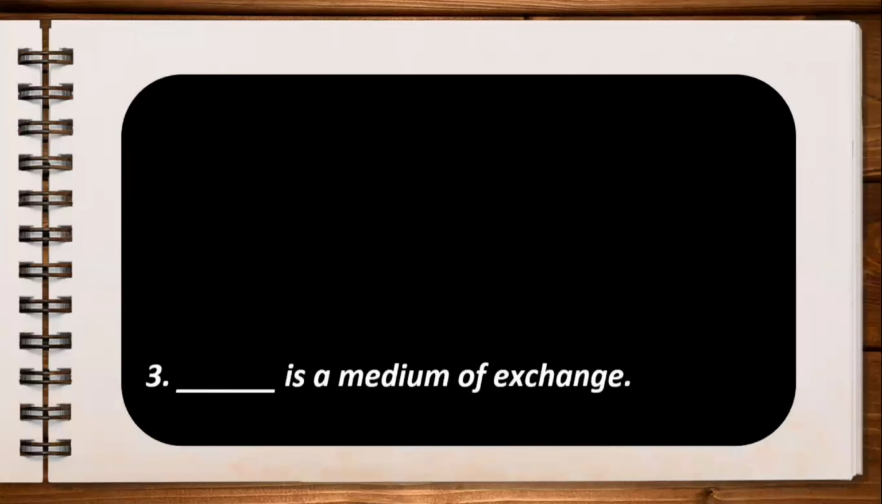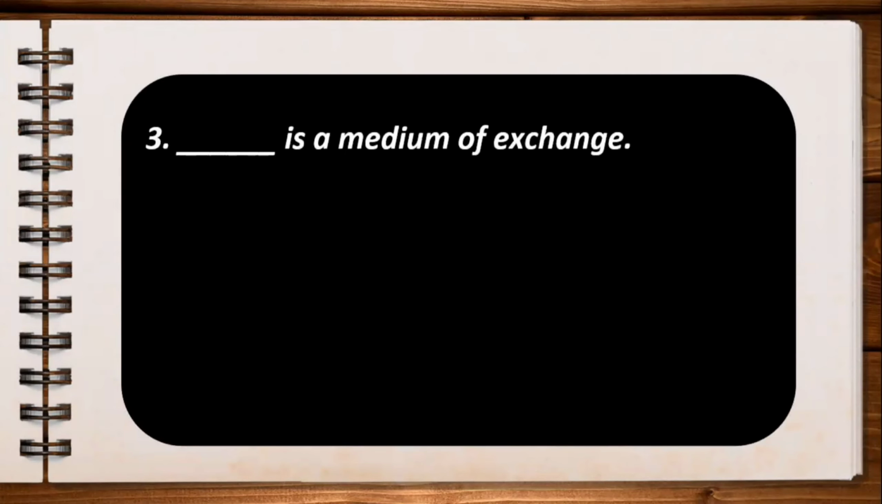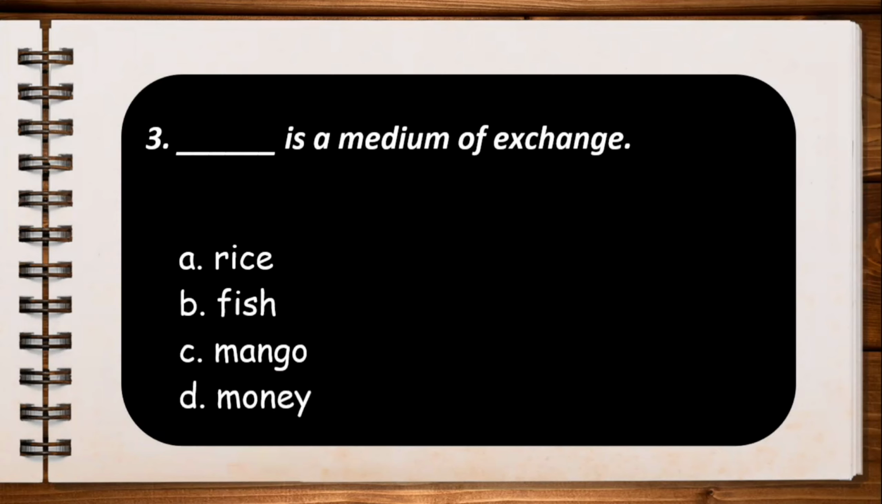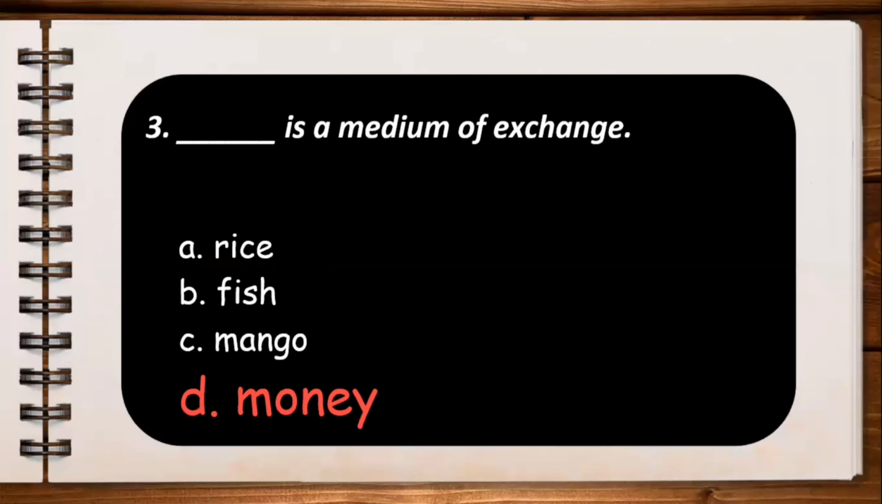Next, number 3. Blank is a medium of exchange. A, rice. B, fish. C, mango. Or D, money. Okay, the answer is letter D. Money is a medium of exchange. So the answer is money.